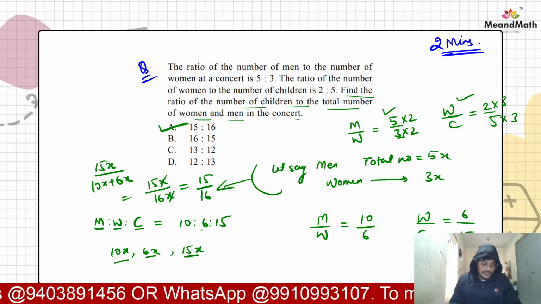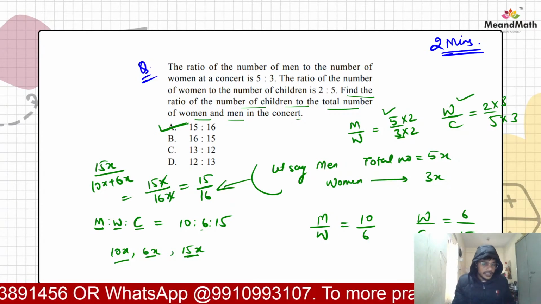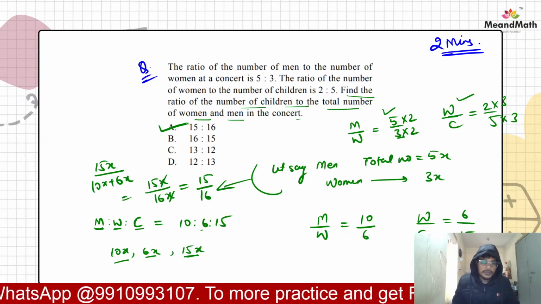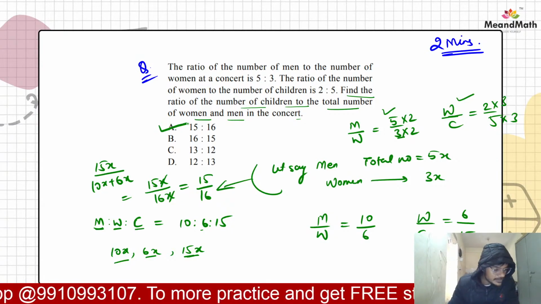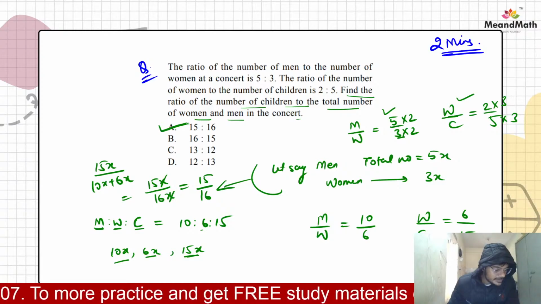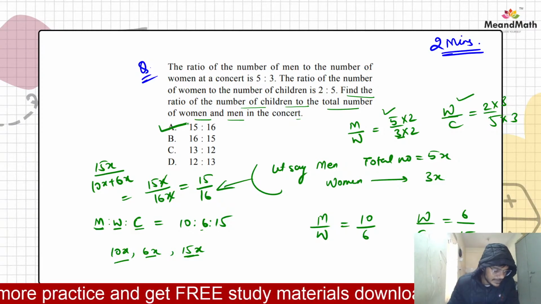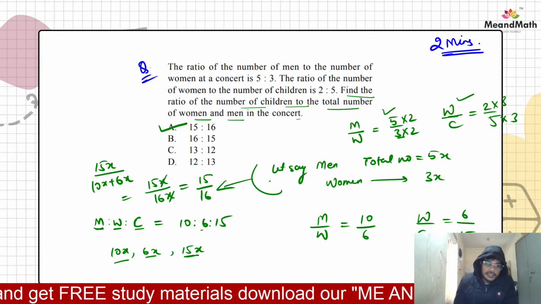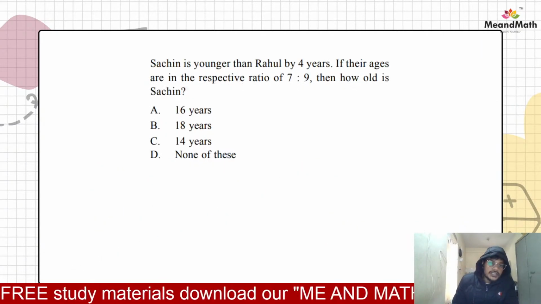Okay, Satvik, is this clear how 15 ratio 16 is the right answer? Is this clear to you? Is this clear to everybody else? Satvik, Arsh, Aditya, yes, 15 ratio 16 is the correct answer. Okay, so moving on to the next question.